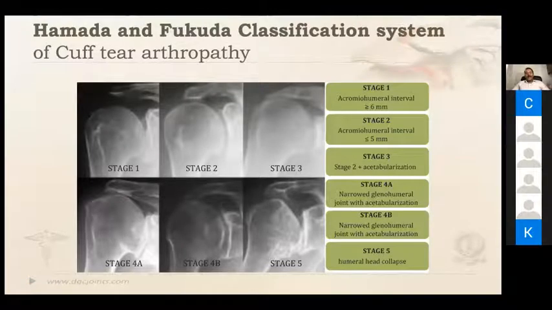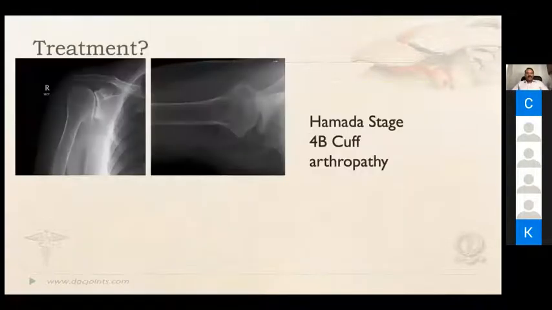Up to 4A you can think about reconstructing the superior capsule. Up to stage 2 the results of rotator cuff repair are good. Stage 3 and 4A you may be able to get results, but results are doubtful. 4B and 5 you have to think about other reconstructive methods, and that is a patient with subacromial as well as glenohumeral arthritis.